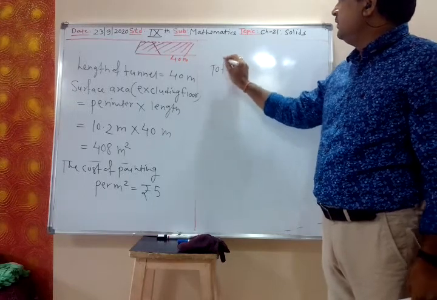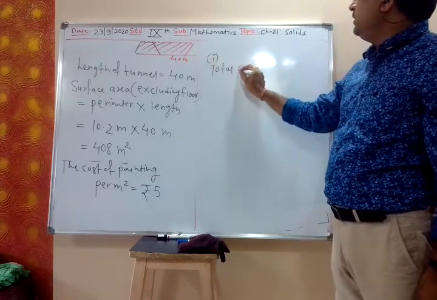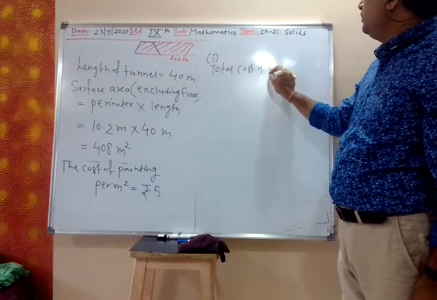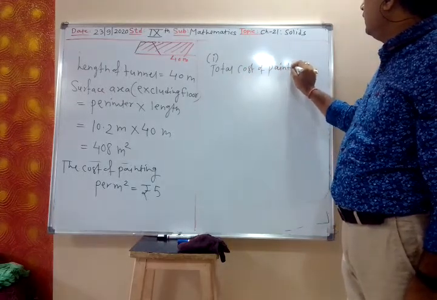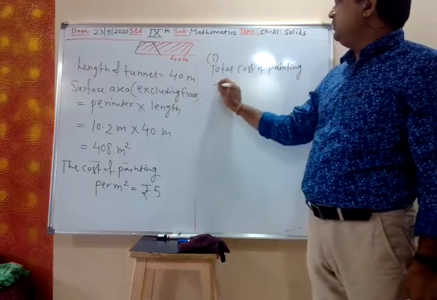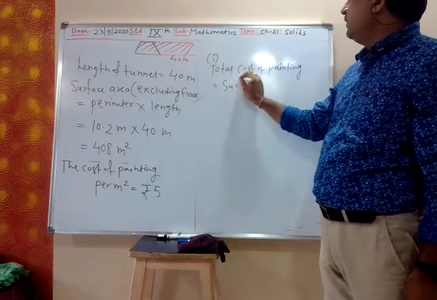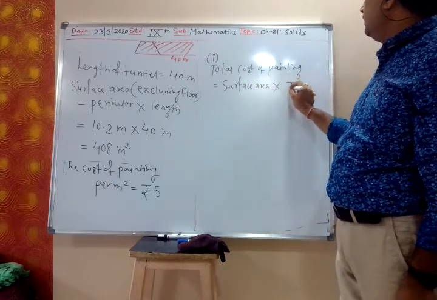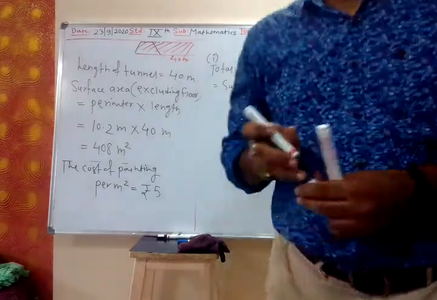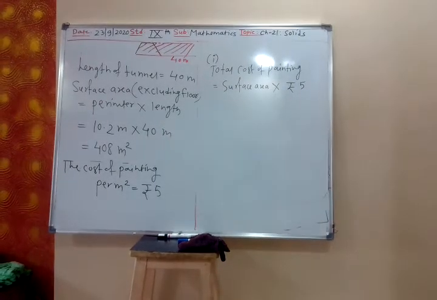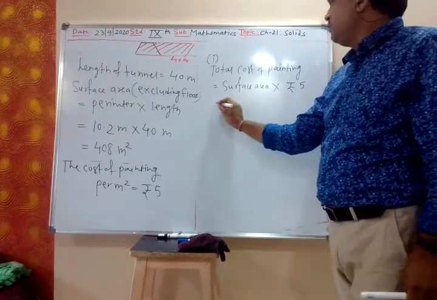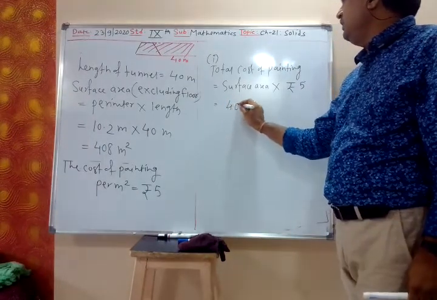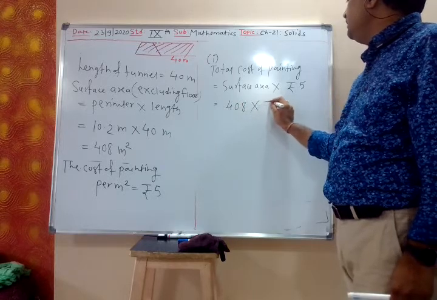Total cost of painting will be surface area multiplied by 5 rupees. So surface area is 408 multiplied by 5 rupees.